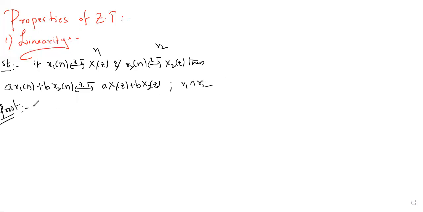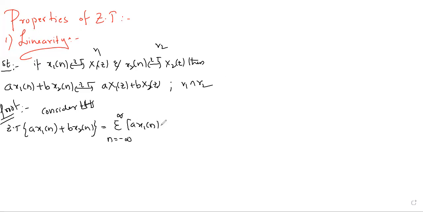The proof is also very simple, like in the case of Laplace and Fourier. Consider the LHS, that is the Z transform of the signal a x1 of n plus b x2 of n. What is the Z transform formula? We have summation n equal to minus infinity to infinity, signal multiplied with the kernel z power minus n. Multiply z power minus n inside: summation from minus infinity to infinity of a x1 of n z power minus n plus b x2 of n z power minus n.